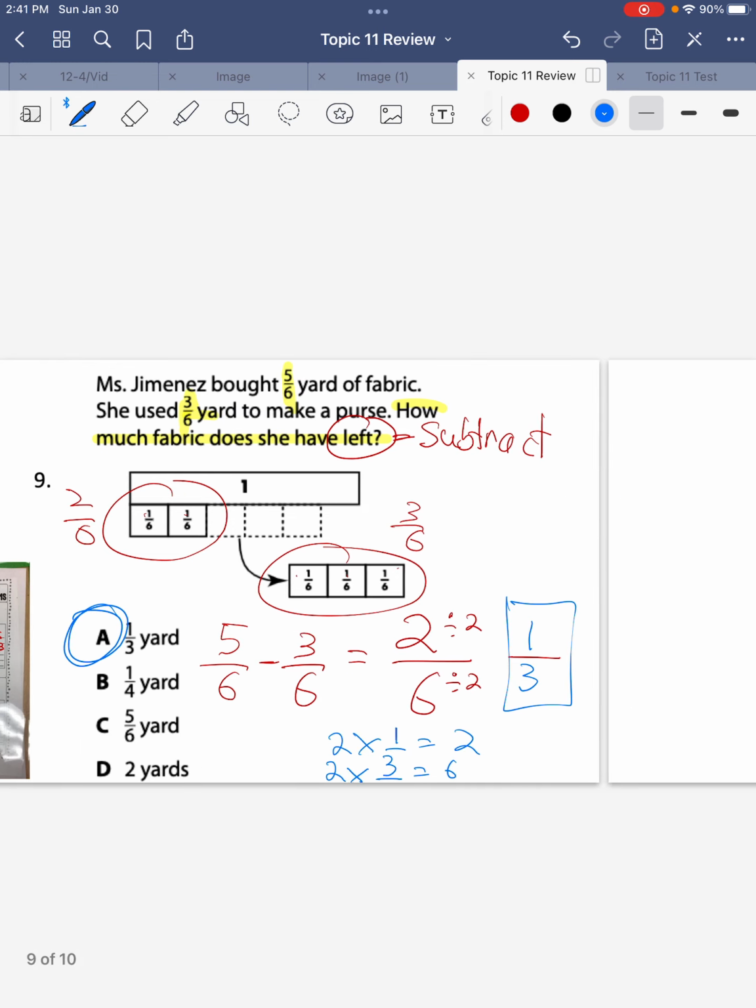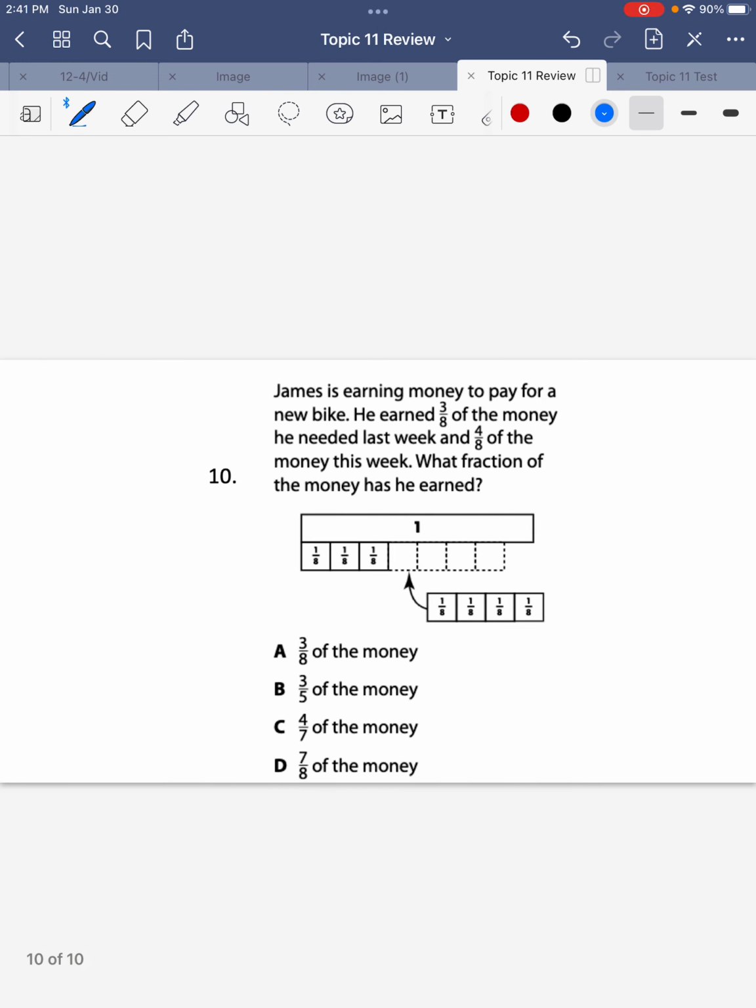Okay. And last problem, 10. 10 says, James is earning money to pay for a new bike. He earned 3/8 of the money he needed last week and 4/8 of the money this week. Which fraction of the money has he earned? So what fraction of the money has he earned? Okay. So I'm not comparing anything. I want to know what fraction of the money has he earned.